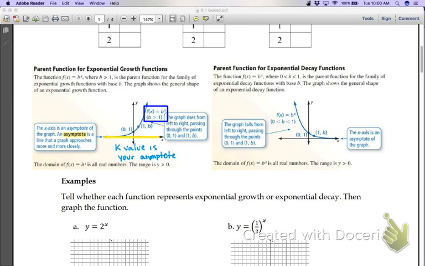So in this case, we don't have a k value like there in yellow. Normally, if you don't have a k value, if k is 0, then your asymptote is at 0. But your asymptote will always be whatever your k value is. I don't care if it's positive or negative. If you're adding or subtracting something at the very end, not in the exponent, that is going to be your asymptote.